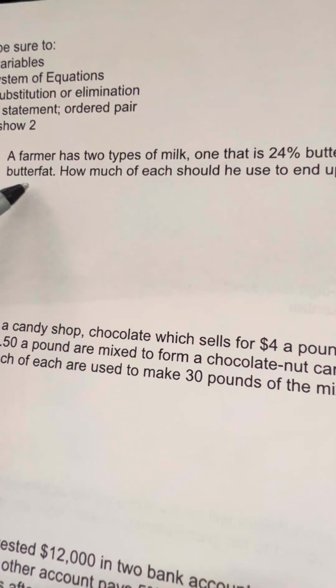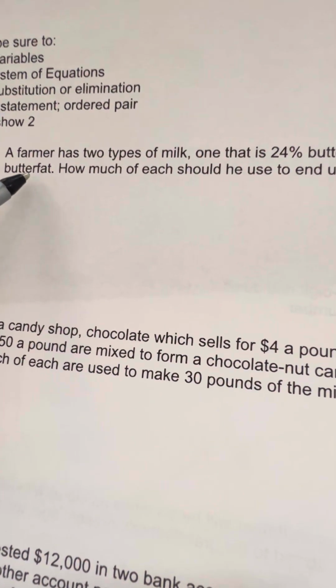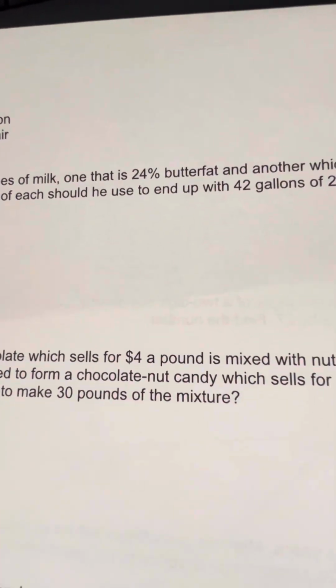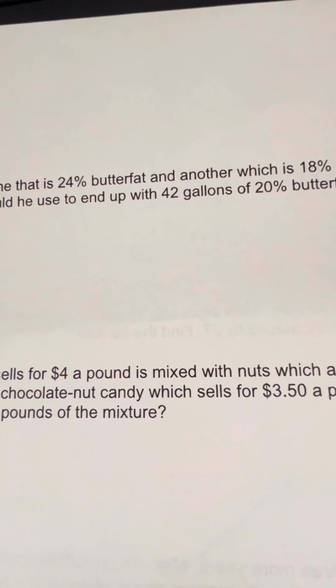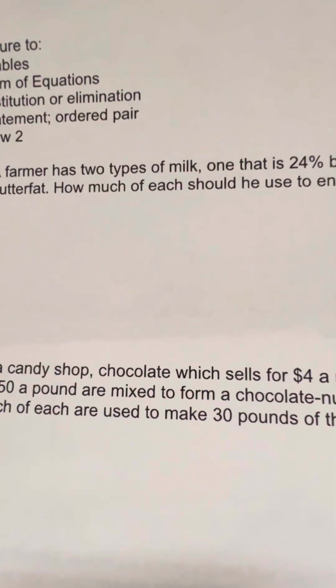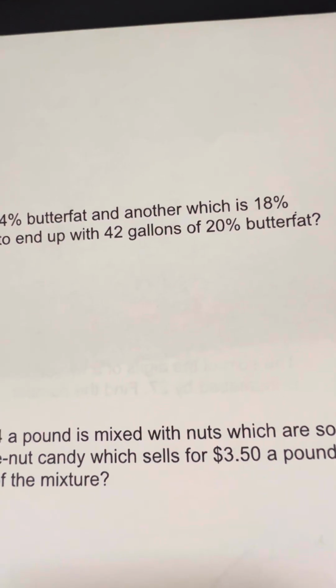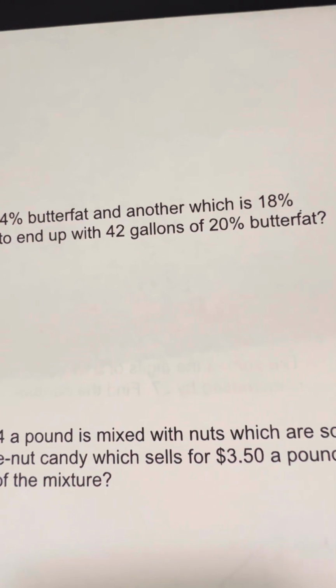I am back with more word problems. This is systems of equations. We have a farmer who has two types of milk. One's the 24% butterfat and the other one has 18% butterfat. We're looking to find out how much he would have to use if he has 42 gallons and he's looking to get a 20% mixture of the butterfat.